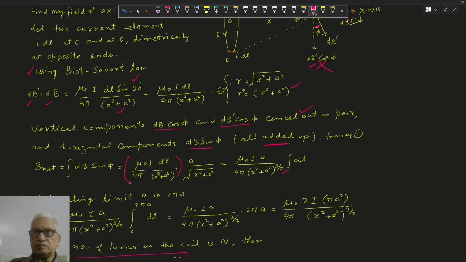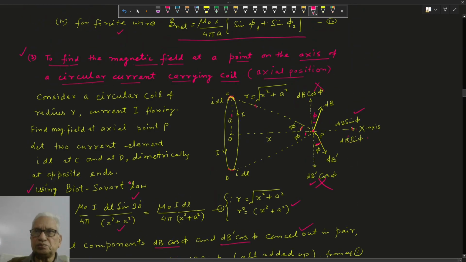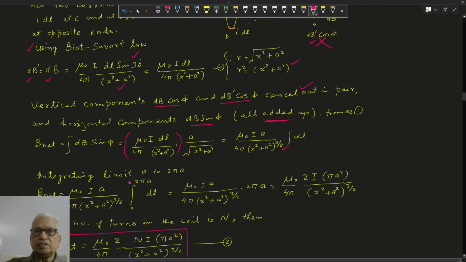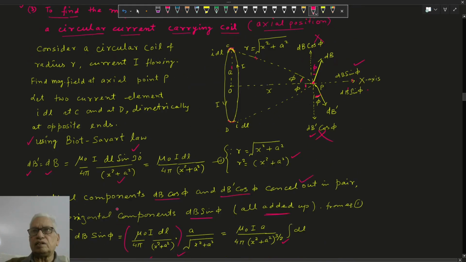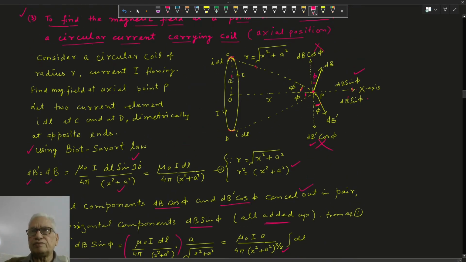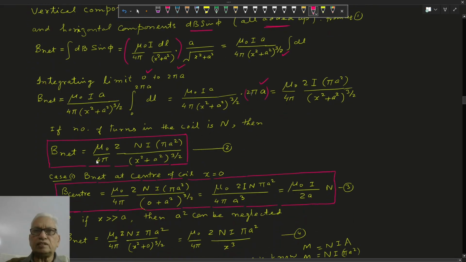टोटल निकालने के लिए हम लिमिट में इंटीग्रेट करेंगे 0 to 2 pi a, the perimeter. So here we are integrating with the limit 0 to 2 pi a. इसका इंटीग्रेशन हो जाएगा L from 0 to 2 pi a, so 2 pi a minus 0, 2 pi a only. If n number of turns are there in the coil, we have taken only a single turn. If there are n number of turns, the magnetic field will be n times multiplied. So this is the final equation of magnetic field at the axial position given by equation 2.